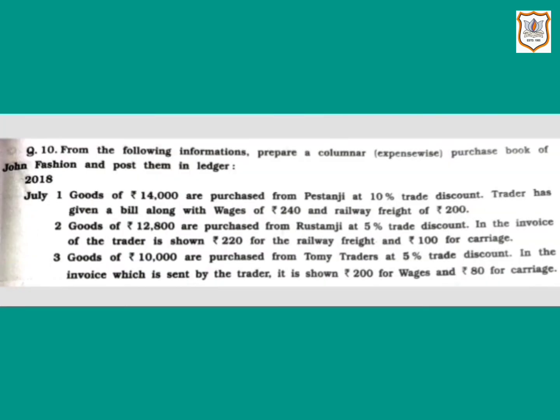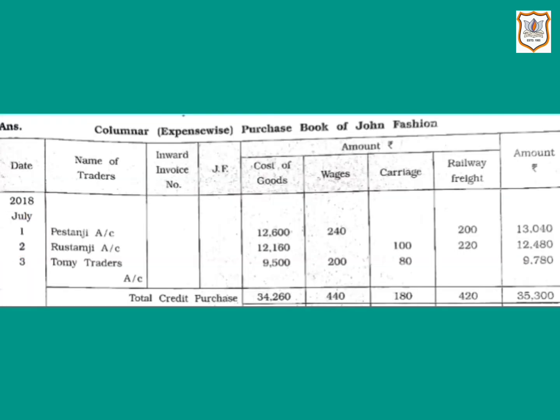In the first transaction, goods of rupees 14,000 are purchased from P.N.AMERSEY at 10% trade discount. The trader has given a bill along with wages of rupees 240 and railway freight of rupees 200. First we have to record it in a subsidiary book, that is the purchase book. Here is our expense-wise columnar purchase book of John Fashion.